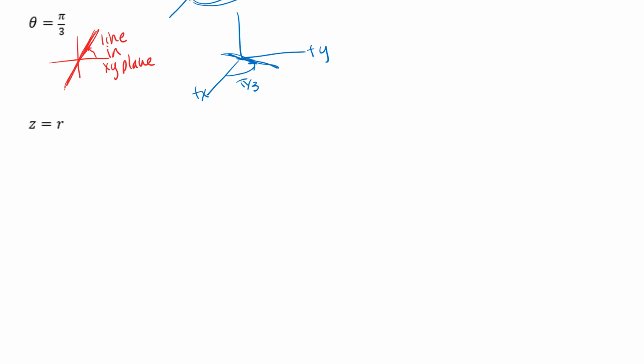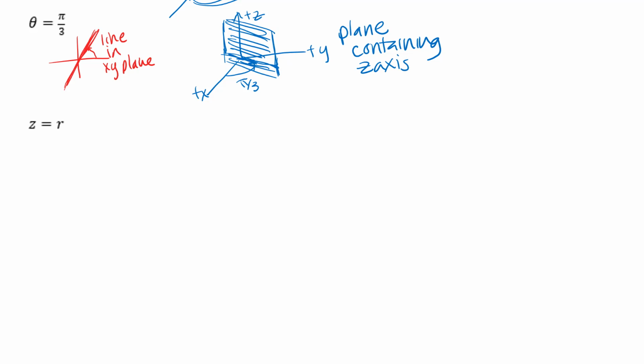And then r can be all real numbers forward and backward. And then in 3 dimensions, z can also be all real numbers, so that's unrestricted. So we're going to just take that line and extend it both up and down the z-axis. So that's also a plane. That plane contains the z-axis, almost like if there were a door hinged on the z-axis and it just rotates there on that z-axis. That's what that plane is.